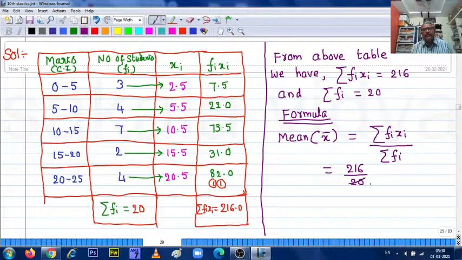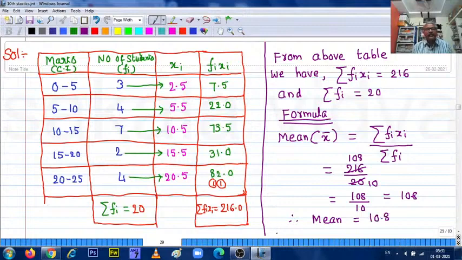So 2 tens are 20, then 2 ones are 2, 8 twos are 16, so we get 108 by 10. 108 divided by 10 means put 1 decimal point, so the mean is equal to 10.8, or we can write mean score equal to 10.8. So this is the answer. I think you might have understood this question.